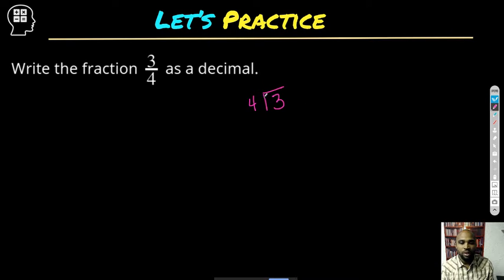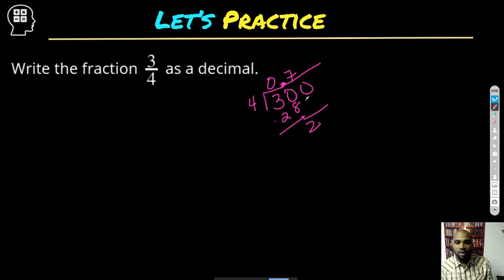All right, so 4 can't go into 3, so I need to put a 0 here. And I know I'm getting now into a decimal. I'm going to have to add a 0 here and say, okay, it can't go into 3, but can it go into 30? Well, 4 goes into 30 7 times. 7 times 4 is 28. Subtract, 2. And we put another 0 there. And 4 goes into 20 5 times. And that's where we're getting our 0.75. Bam.